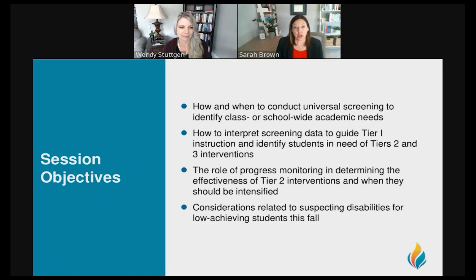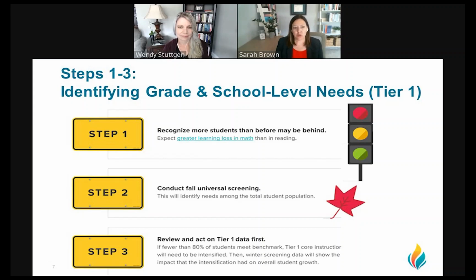As we begin exploring special education needs this year, let's start by considering the overall needs we see in schools. As we start the 21-22 school year, we're likely to see that many more students than before may be behind. It's more important than ever to use universal screening to identify grade and school level needs in schools and to act on tier one needs first. So let's very briefly explore what we know. I expect that these data won't surprise anyone on this webinar. And so we'll jump into that.